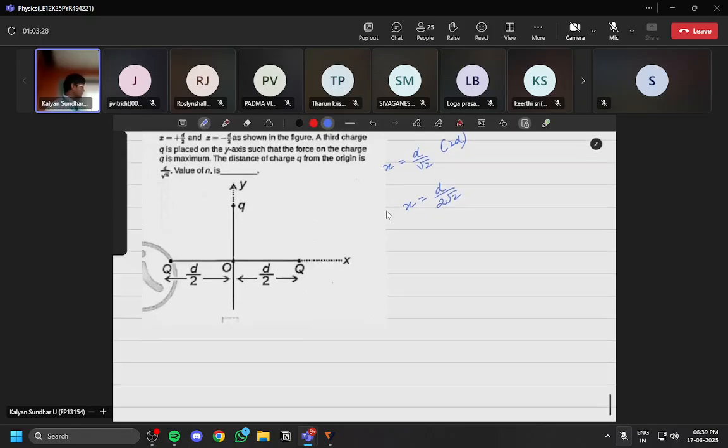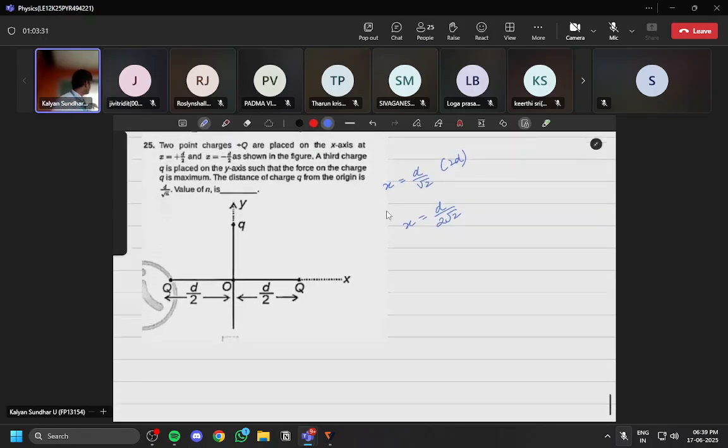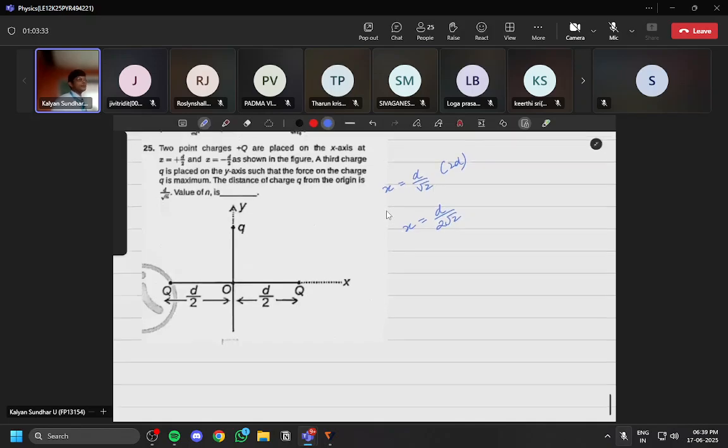Here they have given d by 2, d by 2. What is the form? d by root n, you have to calculate it out, which will be equal to d by root n. d gets cancelled. I have to find the value of n. Square both the sides. So n will be equal to 4 twos are 8. This will be the answer, 8.